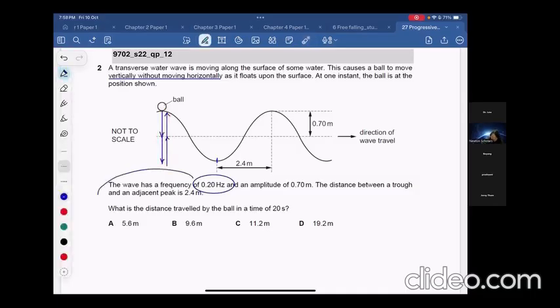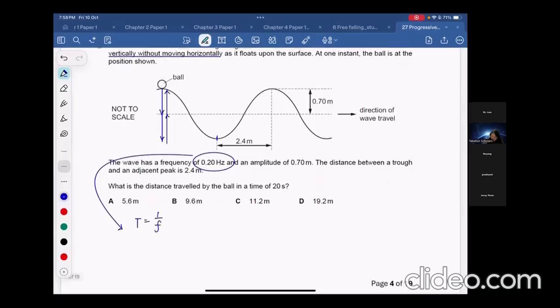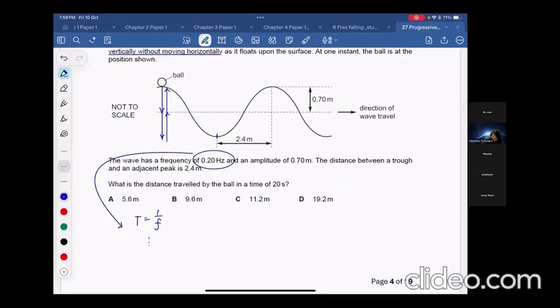What we can solve is we find the period first. Period is equal to 1 over frequency. So I want you to calculate what is the period. Then I want you to think, from the period, how many waves it needs to go through within 20 seconds? How many complete waves? You have to find one complete wave. It takes how long? So in 20 seconds, how many complete waves does it move through? From there you determine the distance it travels. Can you try number 2?